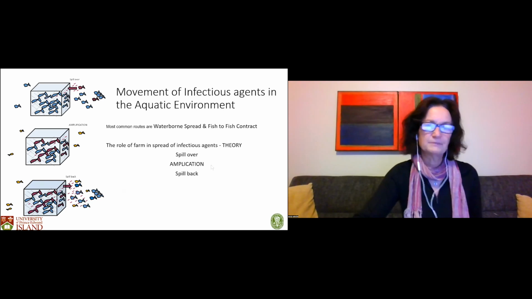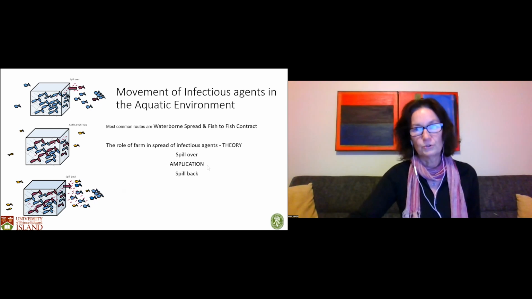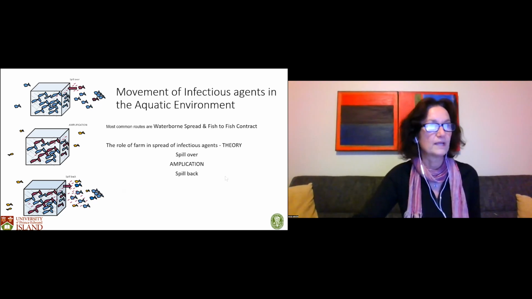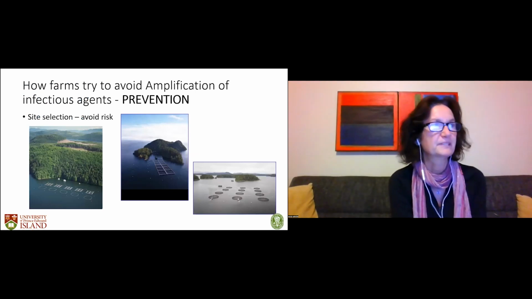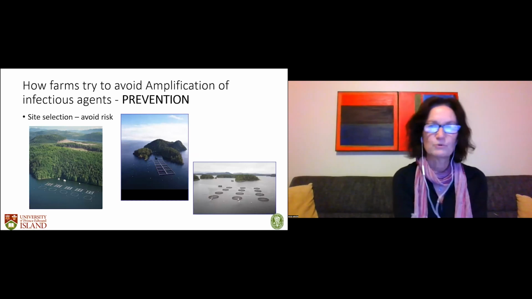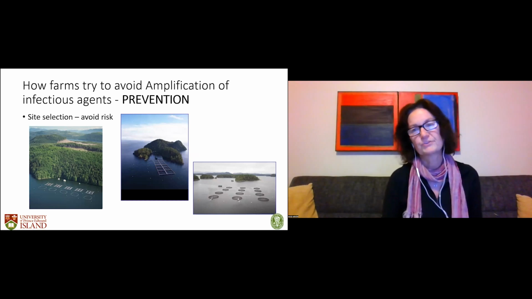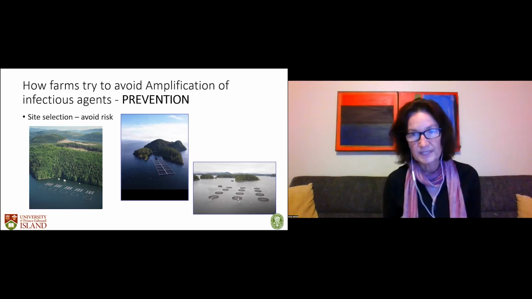Now, amplification is something that aquaculture tries to control in a number of ways, because really you don't want this process to occur. So one way farms avoid amplification of infectious agents is by siting, and that's to avoid risks. If you know that there's an area where a certain disease seems to be prevalent in the resident population, you don't want to set up a farm there.